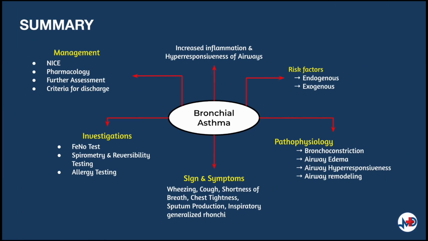In summary, bronchial asthma is a chronic syndrome of increased inflammation of the lower airways and hyperresponsiveness to a wide range of triggers. Consider risk factors for this condition, which may include endogenous, such as atopy or allergic rhinitis, and exogenous or environmental, such as occupational exposure to dust and organic material. Investigations can help with excluding other lung diseases. A reversibility test can be done following a basic spirometry once obstructive airway disease has been established.